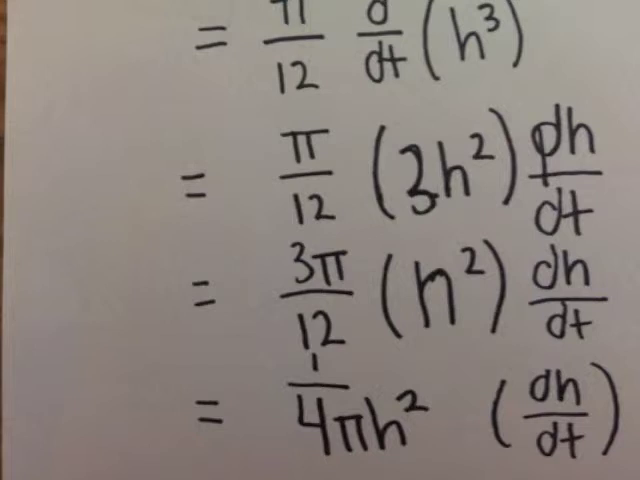Next, we drag the 3 coefficient to the rest of the coefficients on the outside to make 3 pi over 12. We then simplify this to 1/4 times pi h squared times dH over dt. Do not be confused by our written work. Pi h squared is not part of the denominator.